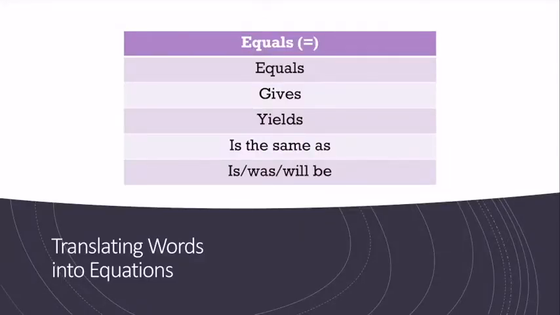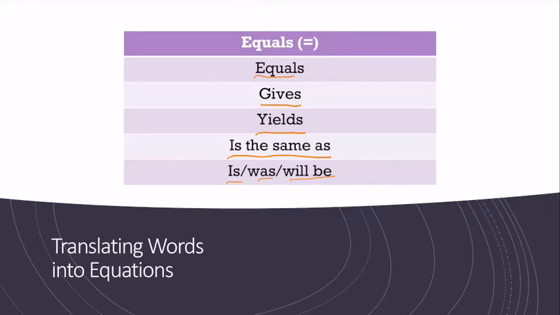So the first thing when you encounter a word problem is most people are like, oh my gosh, I have to find the equation in there. So I'm going to give you some tips on how to translate a word problem into math. The first step to finding your equation is looking at your word problem for words like equals, gives, yields, is the same as, or is, was, will be. These are all keywords that mean we have an equal sign.